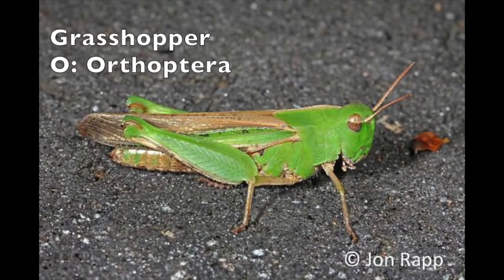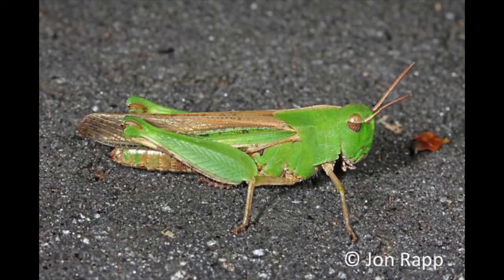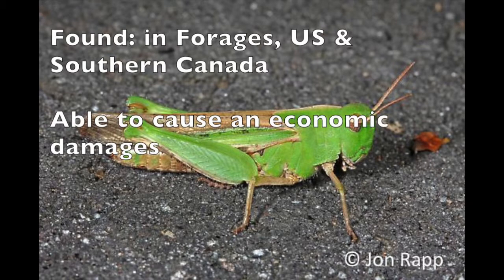Next is the grasshopper from the order Orthoptera and the family Acrididae. It can be found in forages of the US and southern Canada. During winter, eggs are laid in the soil of the fields. After egg hatch, youngs stay in the fields to feed. They are capable of causing economic damage. Youngs also can be found in fence rows and roadsides.